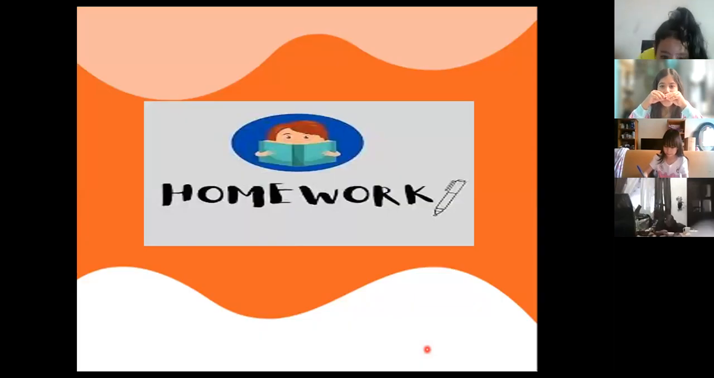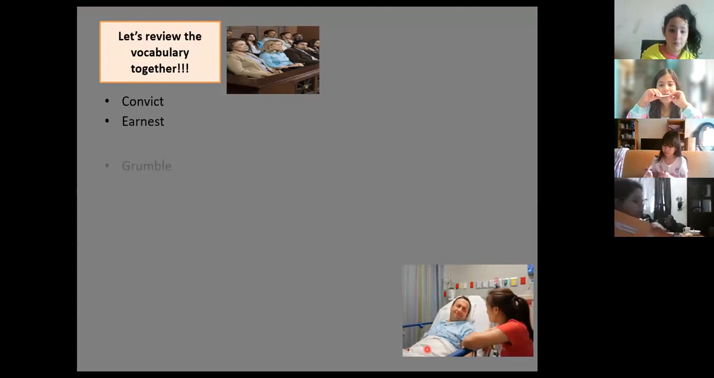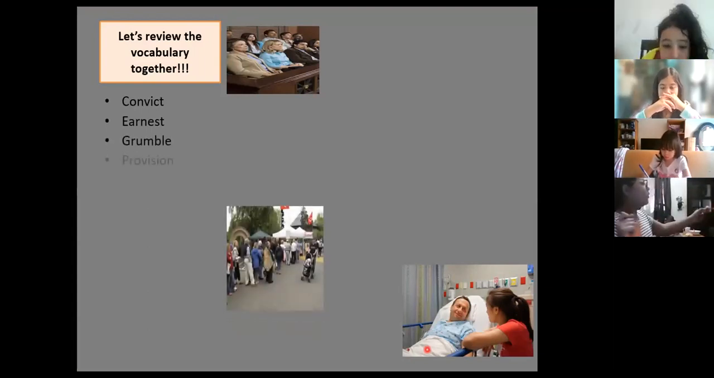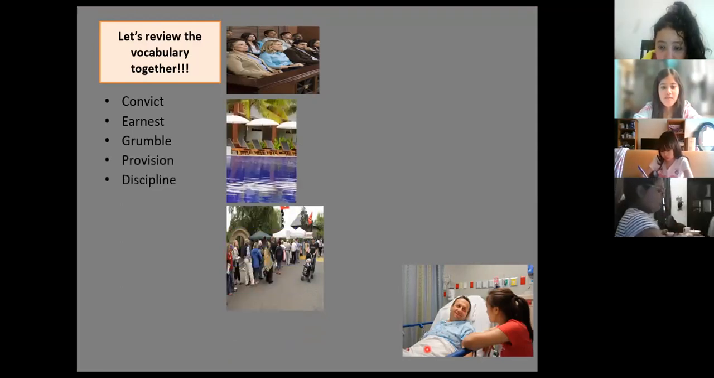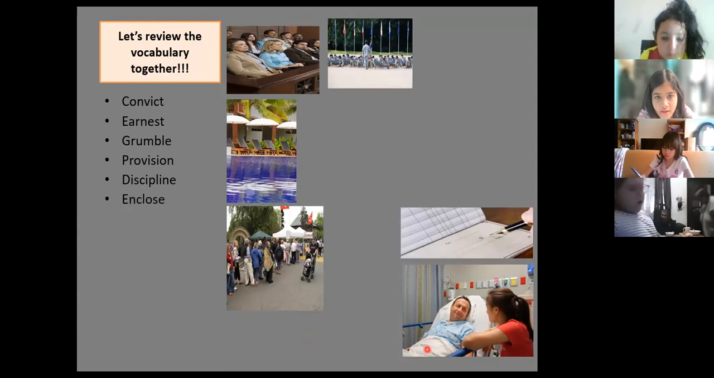Okay, let's go now. Yesterday we worked on this page 92. Let's work now. This is the review of the words. We have convict, the pictures of Ernest, Rumble. Khaled, your microphone, please. No, you don't have to copy this. Just the review of the word. Look at here. We have some pictures about this discipline.